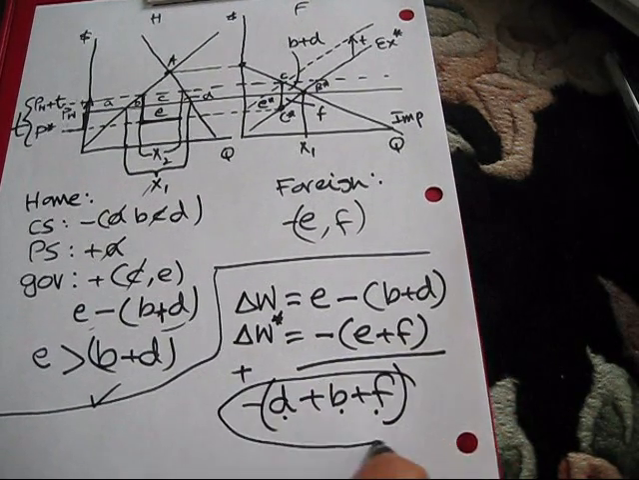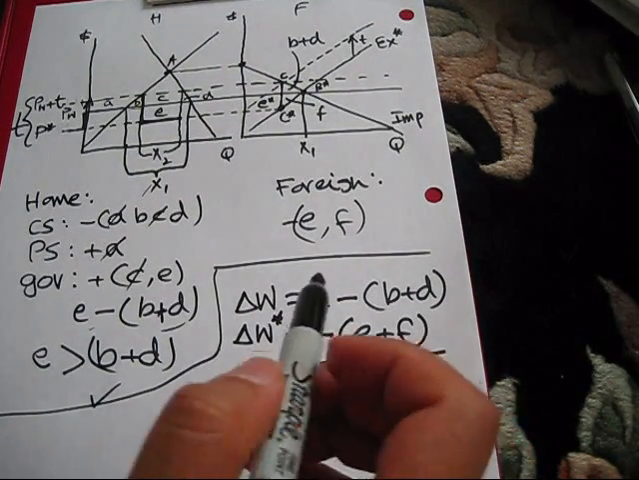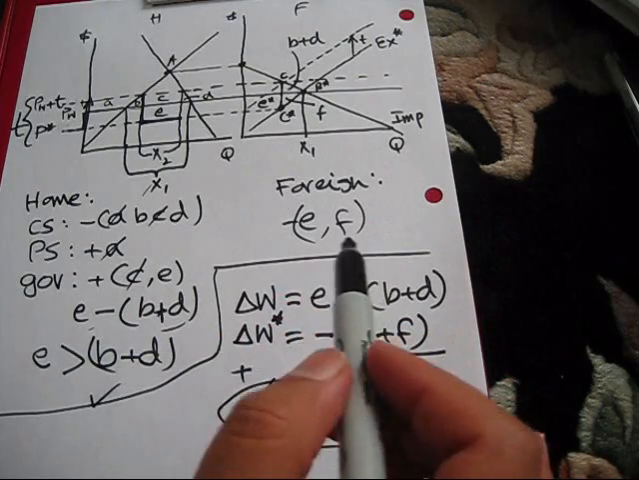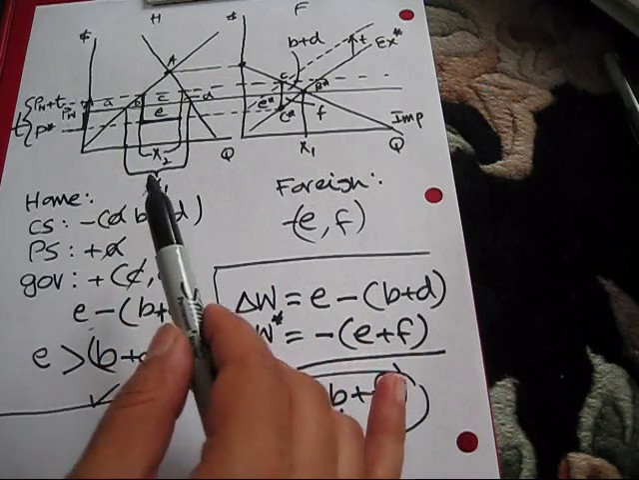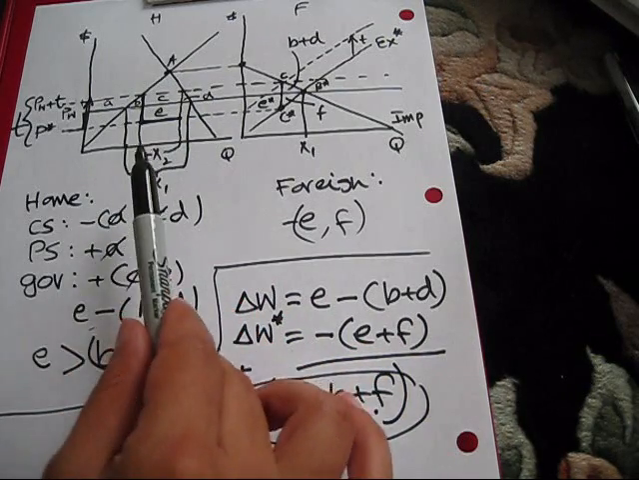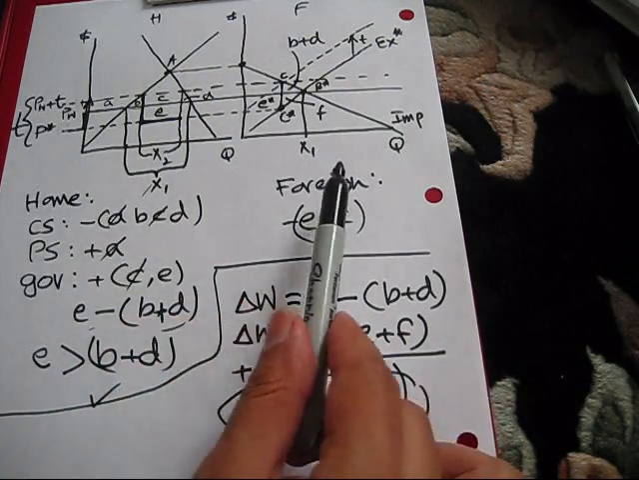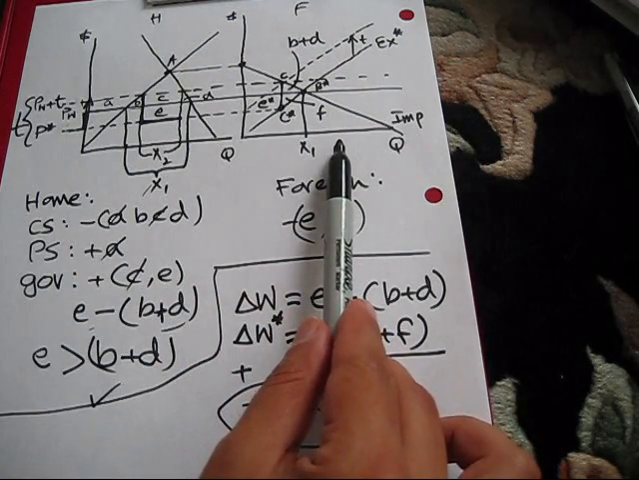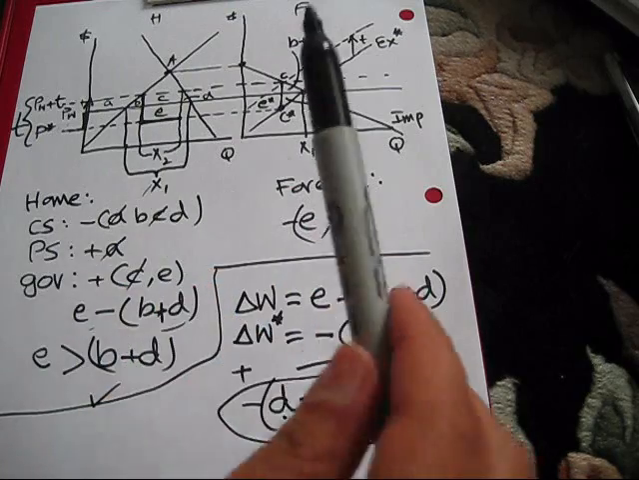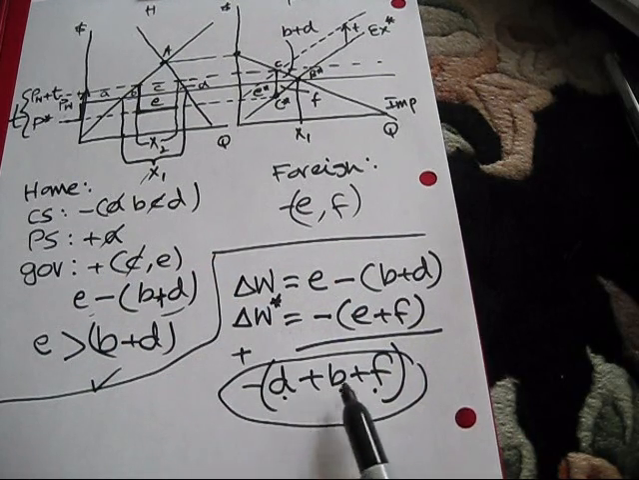This is the loss. So when a big home country introduces import tariffs or import taxes, it always benefits the big home country. In this case, it doesn't benefit the foreign country. But with all that, there is still going to be a global deadweight loss.